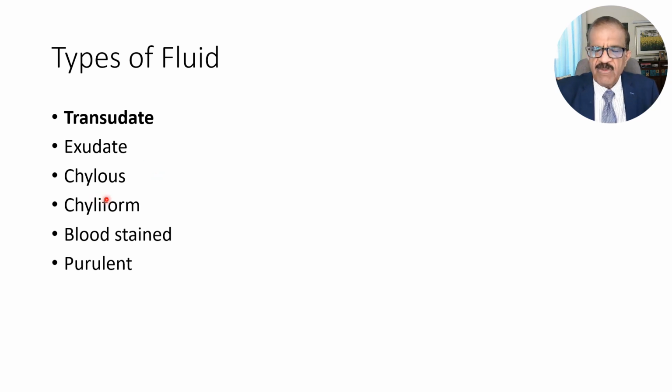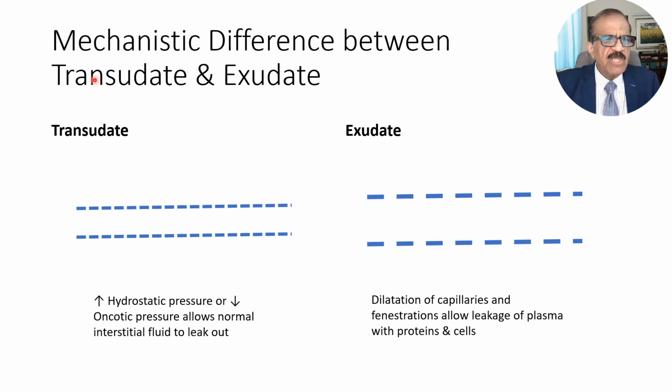In cirrhosis, without any complication, we will see transudate, and I'm going to show you the mechanism of how the transudate and exudate are formed, and then there are differences. So this is the mechanistic difference between transudate and exudate. In a transudate, the capillaries are normal, their fenestrations are normal, but there is increased hydrostatic pressure, the pressure inside the capillaries, and there may be reduction in oncotic pressure. Both of them are actually needed to keep the fluid within the capillaries.